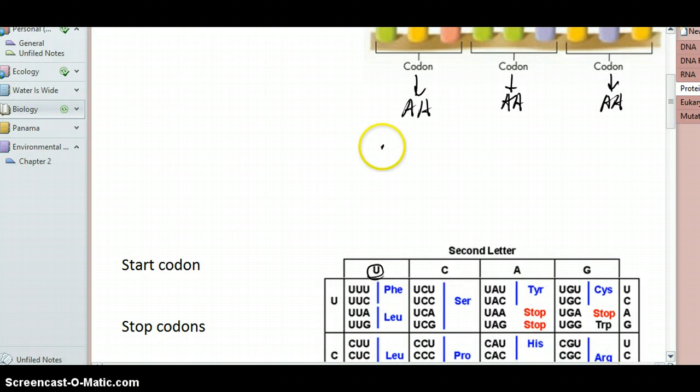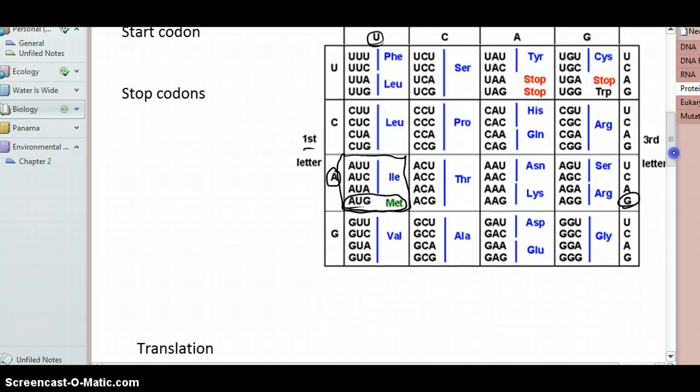So essentially our first amino acid is methionine. We'll abbreviate that MET. Our second one is AAC. So let's look at what that's going to be. So now we're at AAC.